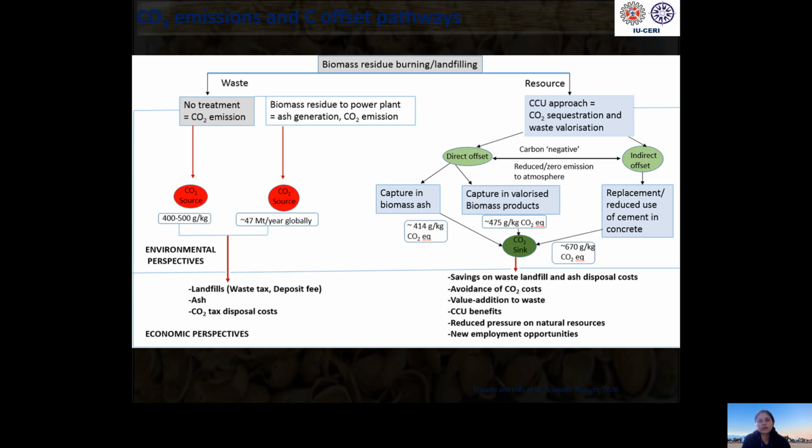Whereas if the biomass residues after burning are used as a resource, we have opportunities where it can be used as a carbon dioxide sink, and direct and indirect offsets are achievable. Direct offsets via capturing carbon dioxide in ash, and indirect offsets are quite significant as well, because we can replace cement in concrete, and transport costs are negated as well. My argument is, even if we can replace 1% of cement with these materials, then we will negate about 760 grams of CO2 per kilogram of CO2 equivalent.